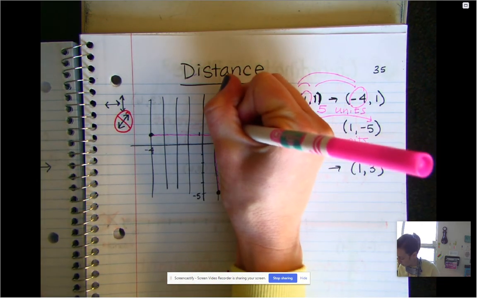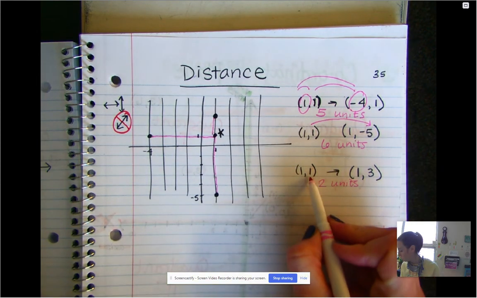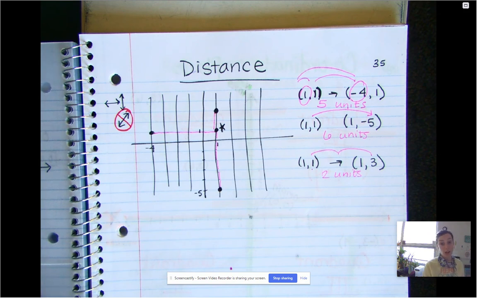And then lastly, we're going from 1, 1 to 1, 3. So it takes 2 units to go up, which makes sense because it takes 2 jumps to get from 1 to 3. That is literally all there is to it. That is the distance between points.